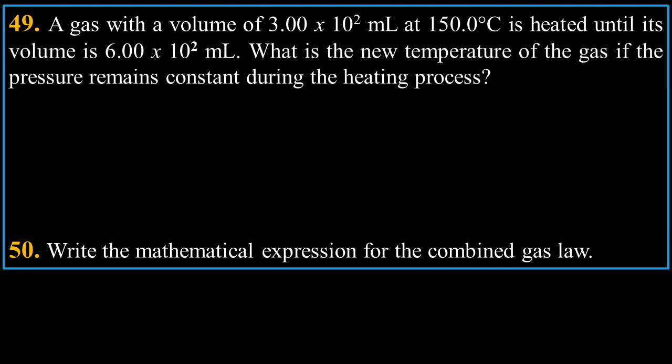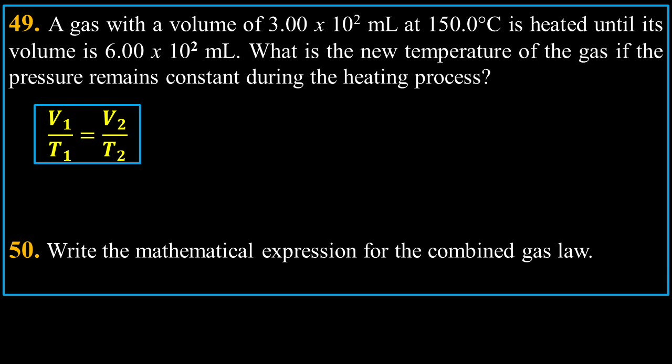Ask yourself that. A gas with a volume of 3 times 10 to the second milliliters at 150 degrees Celsius is heated until its volume is 600 milliliters. What is the new temperature of the gas if the pressure remains constant during the heating process? Again, 6 times 10 to the 2 is 600. Now, what is going to be? This is going to be Charles's law, V1 over T1 equals V2 over T2.